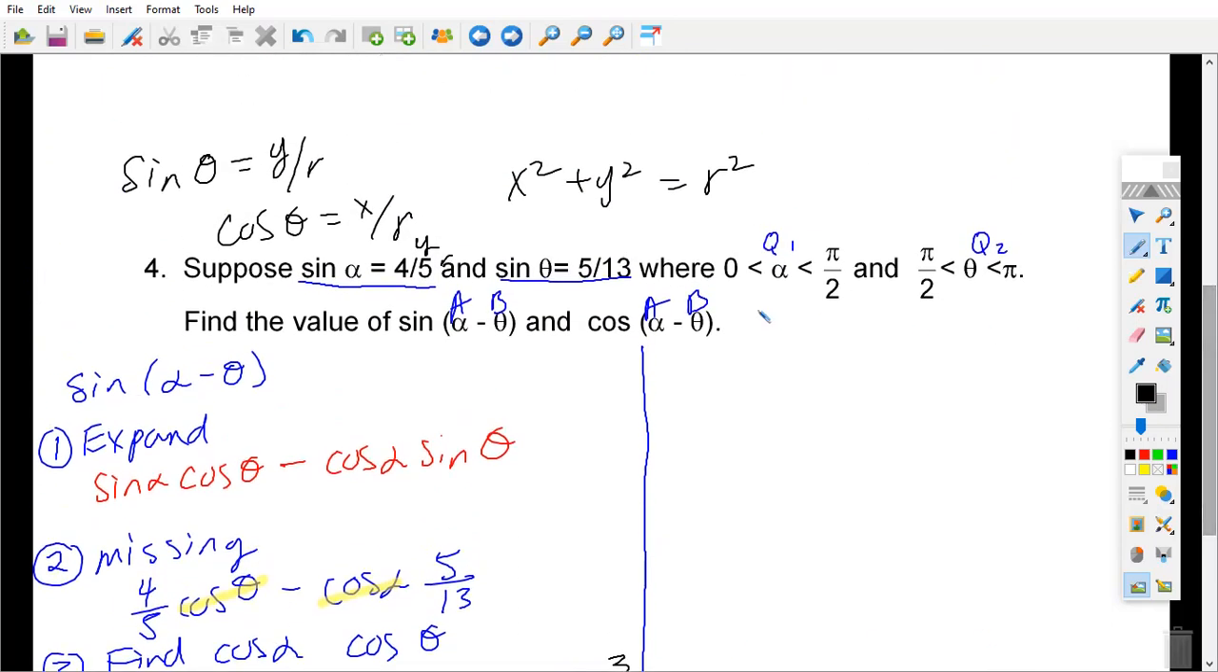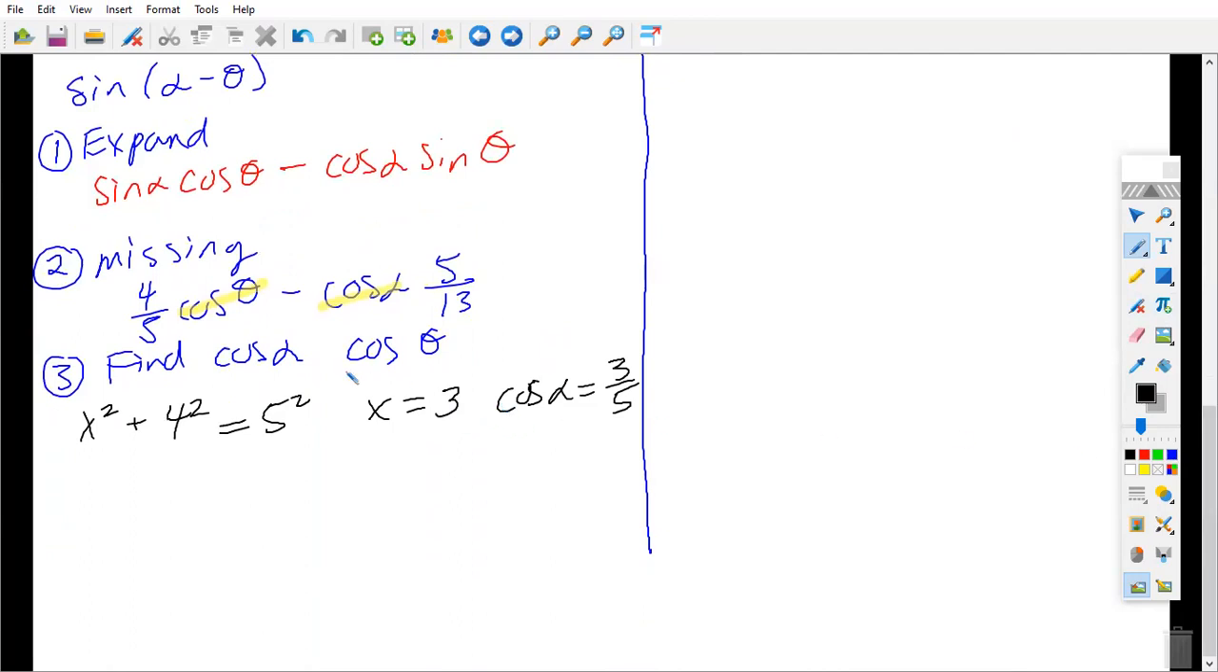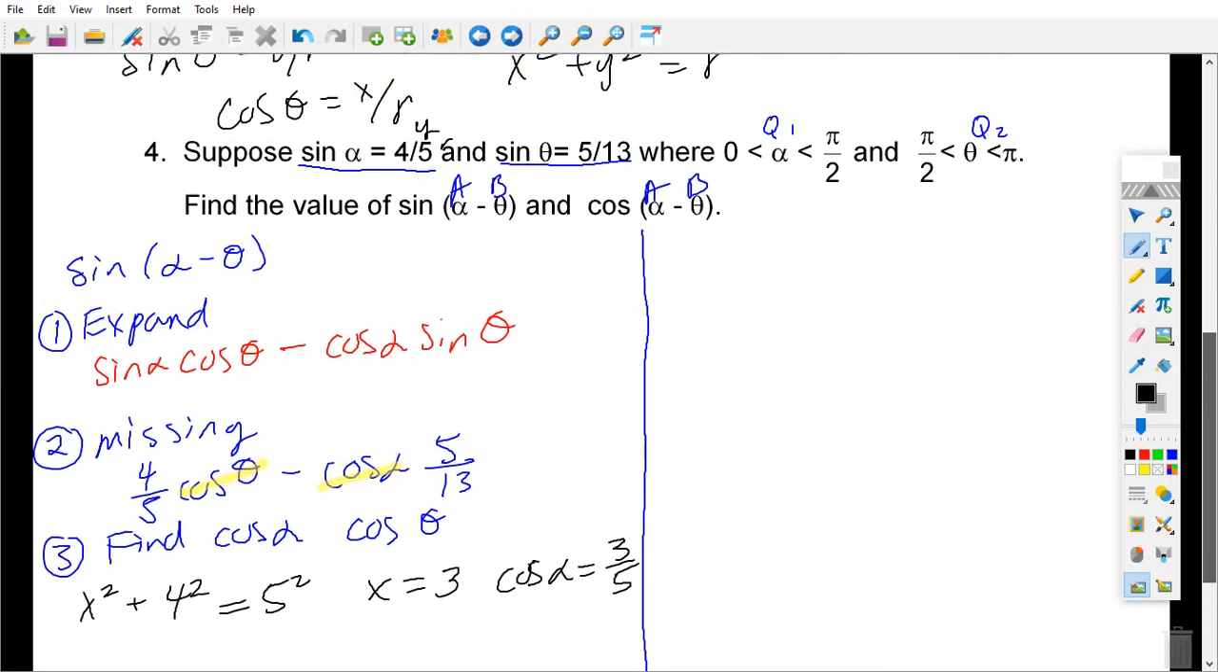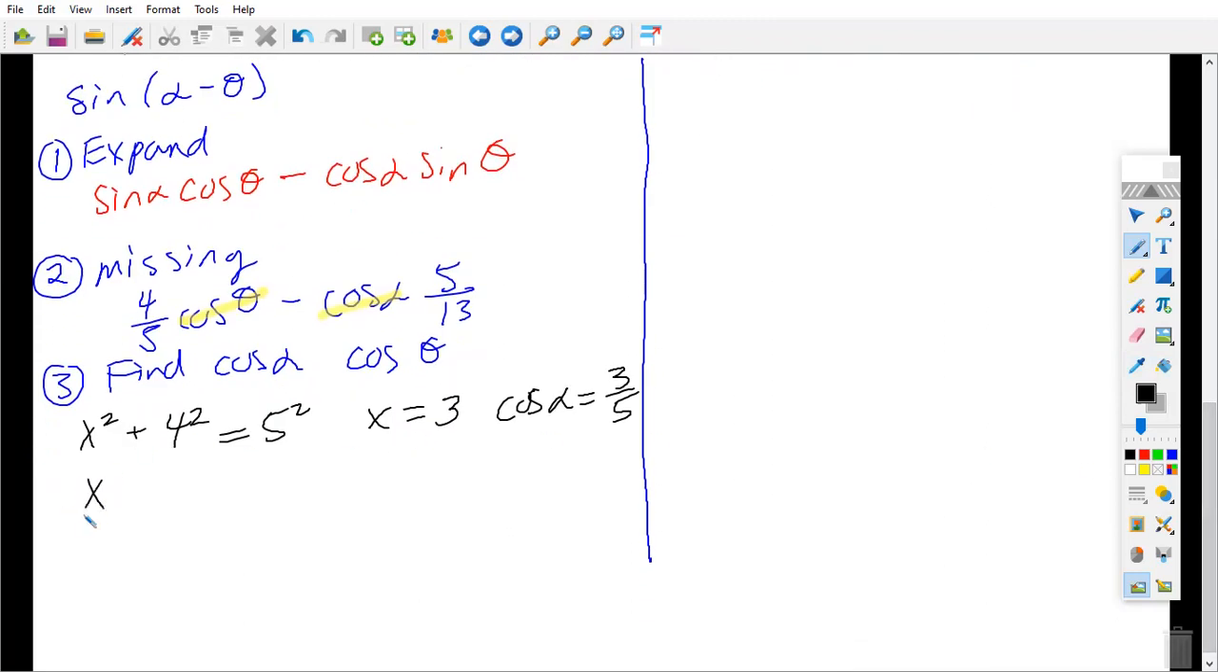Now, our alpha is in quadrant 1, so everything is what? Positive. Are we good? So we found our cosine alpha. Now we're gonna do the same thing for theta. Looking at sine theta, it is y over r. So our y is 5 and our r is 13. Can we solve for our x? Yes. So we have x squared plus 5 squared equals 13 squared. What is 13 squared? 169.